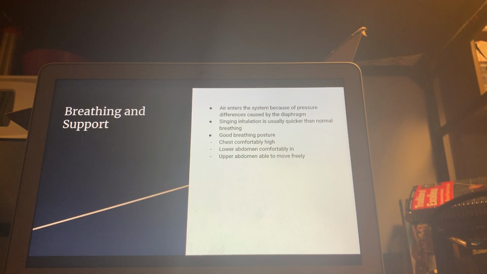Inhalation in singing is usually quicker than normal breathing, because if I breathe here to speak, it's a slower inhale and a slower exhale. When you sing, you want a quicker breath because you want to get more breath in as quickly as possible. So when you drop it, you get a quicker inhalation to sing.